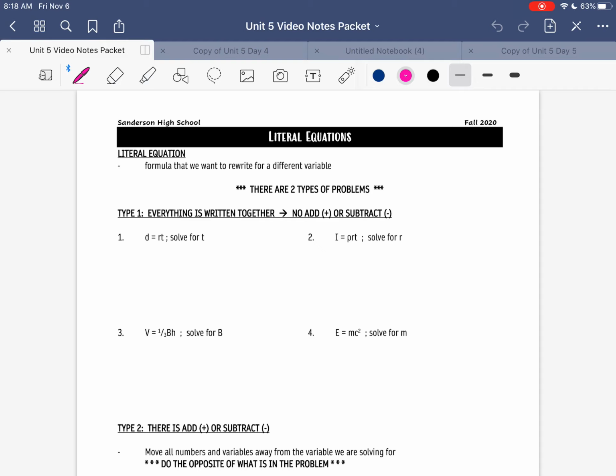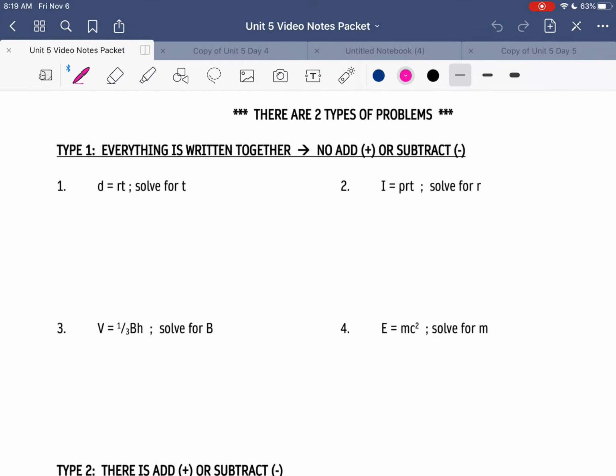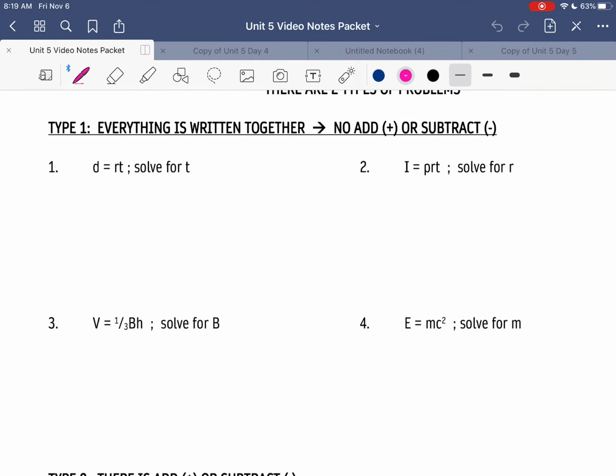So we broke it down into two different kinds of problems: when you have everything written together with multiplication, versus when there's addition and subtraction. So we'll start with the first type, which means everything's written together, it's all multiplied. In this first problem, I'll give you a chance to write it down. It says D equals RT, and we want to solve for T.